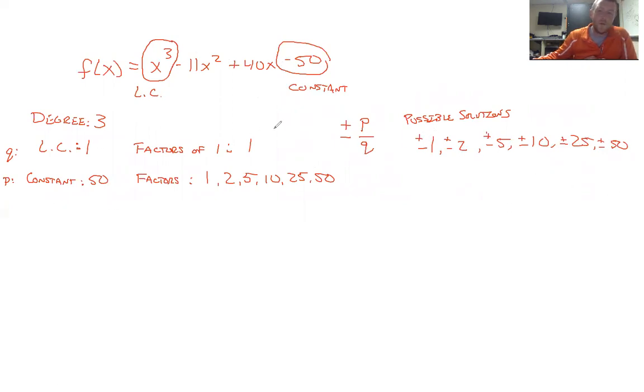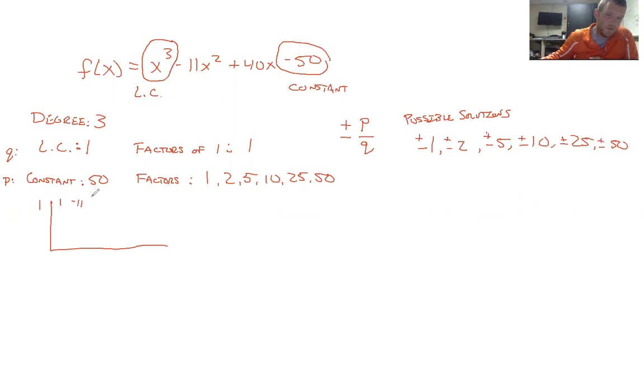Once we find one, we'll use synthetic division to go down to x squared, and then we can use the quadratic formula to get the answers. Otherwise, you'll sit here and plug all 12 of these in. And it might not even be any of these. It might be a complex solution somewhere, something with a square root in it. So let's start with 1.